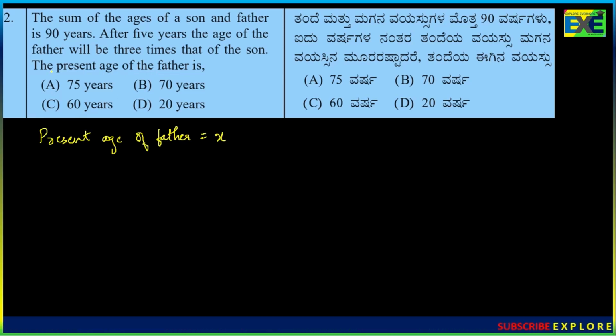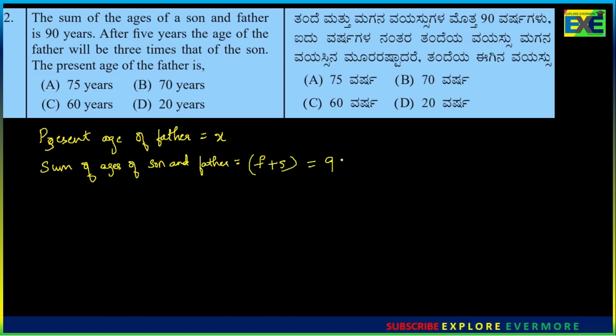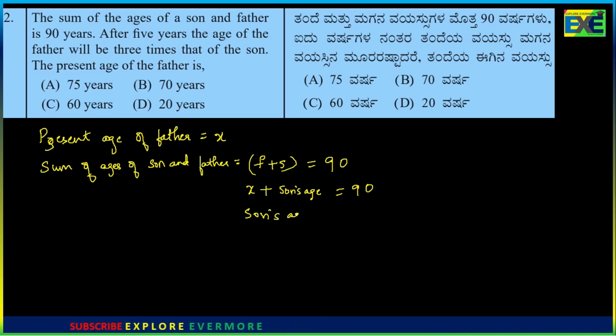What they have given? The sum of ages of son and father. So let's write sum of ages of son and father, which is 90 years. Let's say father plus son's age is equal to 90. So father's age we already know, that is x. So x plus son's age. We don't know what is son's age, so we'll just write it as it is, which is equal to 90. Now son's age also we can write in terms of x. So son's age will be 90 minus x.